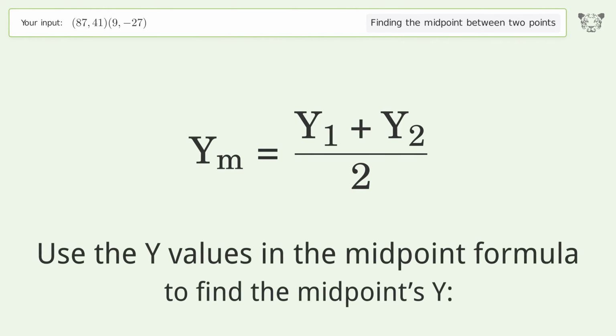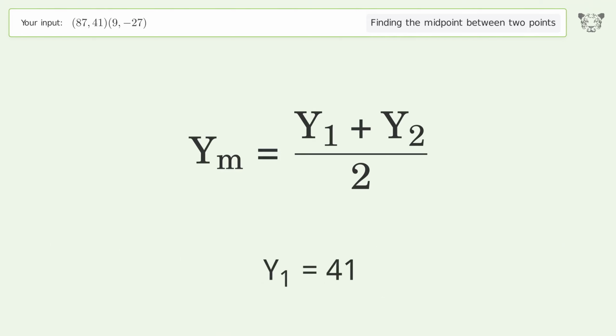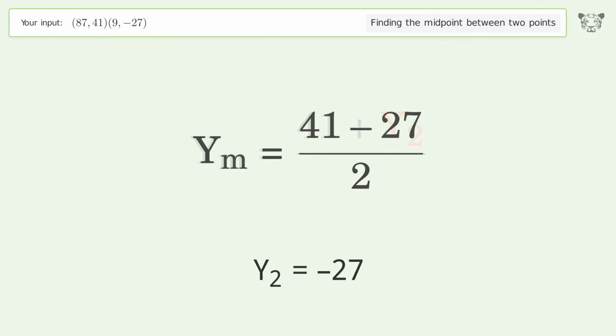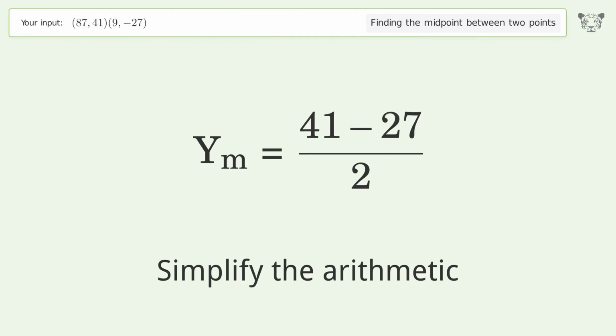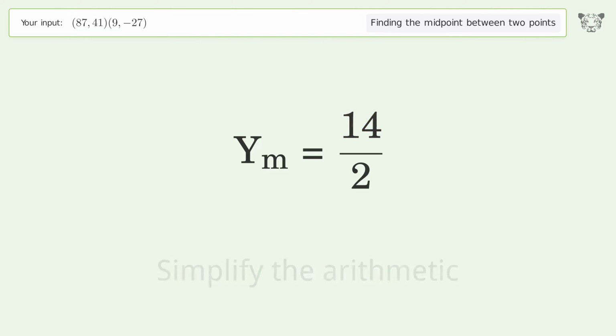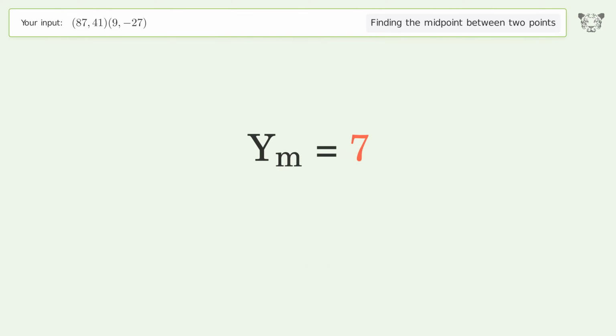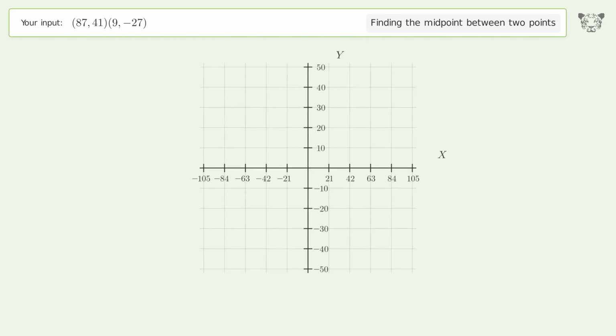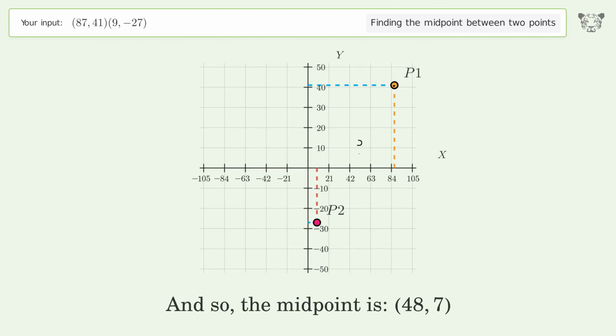Use the y values in the midpoint formula to find the midpoint's y. y1 equals 41. y2 equals negative 27. Simplify the arithmetic. And so, the midpoint is 48,7.